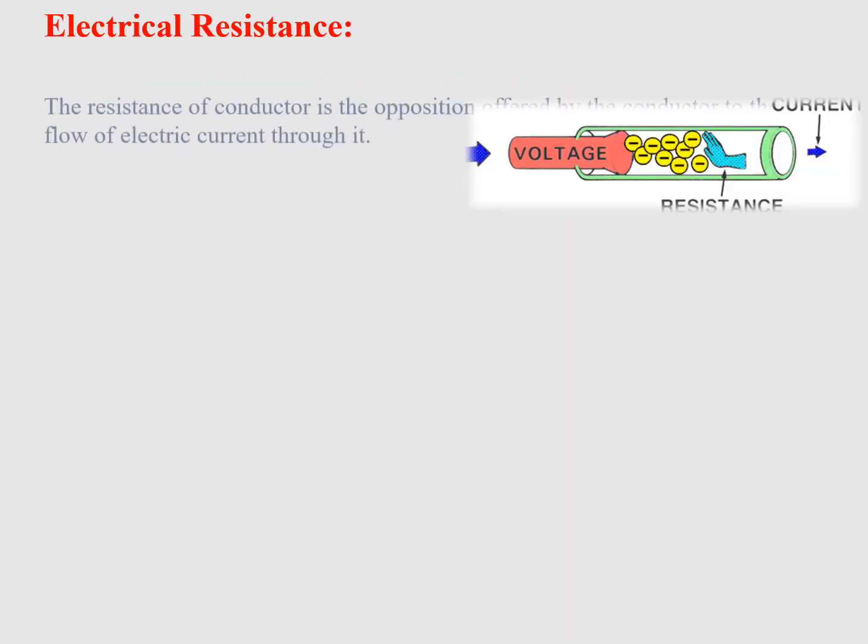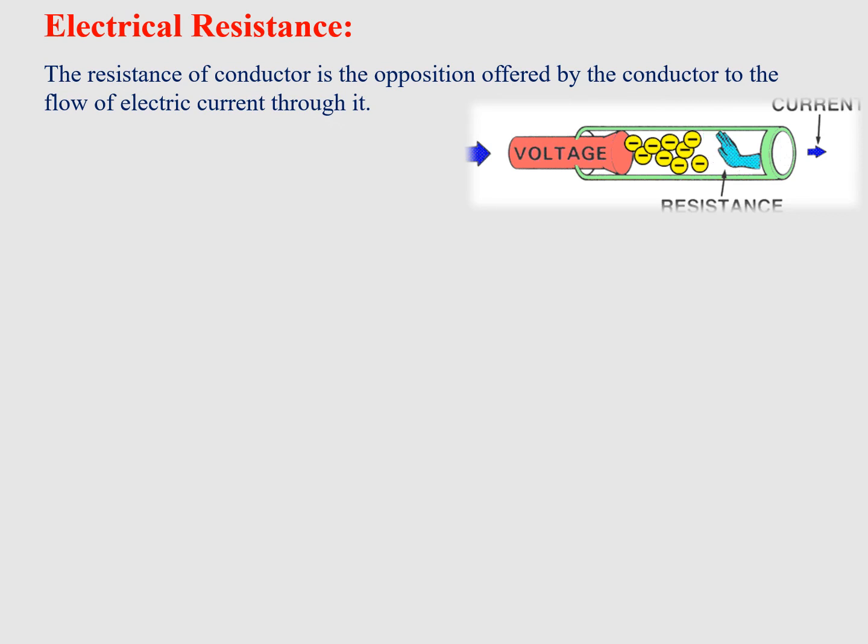Electrical resistance. Basically, when current flows through a conductor, its flow is opposed by the conductor, and this opposition to the flow of current is electrical resistance. According to the definition, the resistance of a conductor is the opposition offered by the conductor to the flow of electric current through it. From Ohm's law, we know that V equals IR, and by rearranging, we get R equals V upon I. From the figure, you can see that this hand is opposing the flow of current. This hand basically represents the resistance to current.